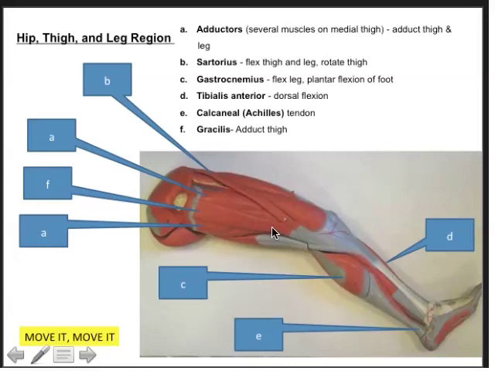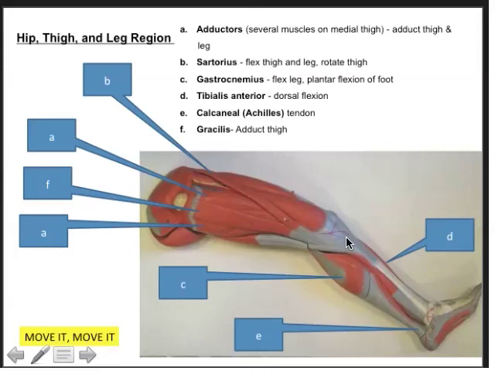We can also see up here the sartorius, which is an S-shaped muscle that runs across the surface of the anterior thigh and inserts just underneath the patella onto the tibial tuberosity. And this is responsible for flexing the thigh and the leg and rotating the thigh. It rotates the thigh laterally.